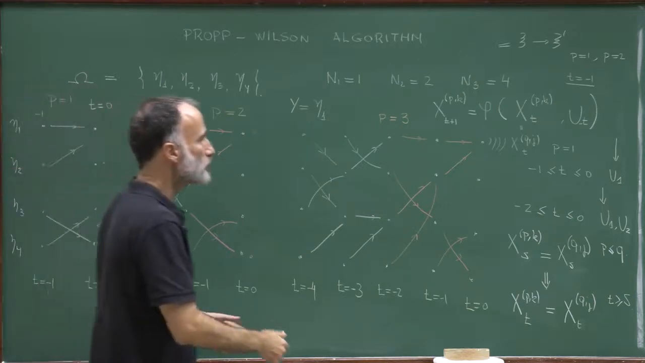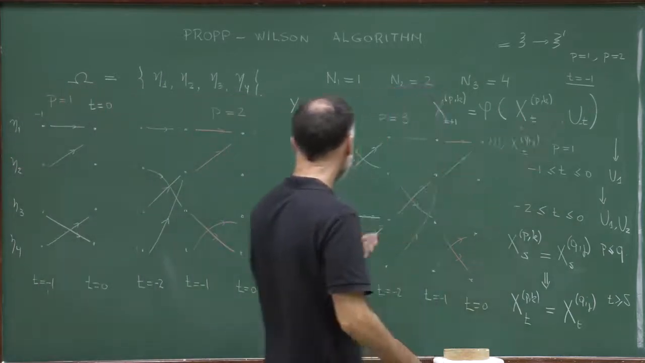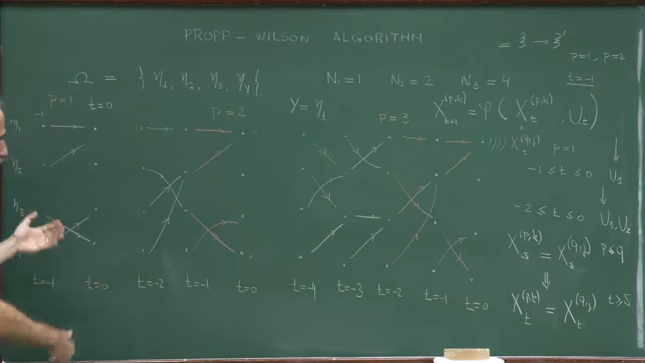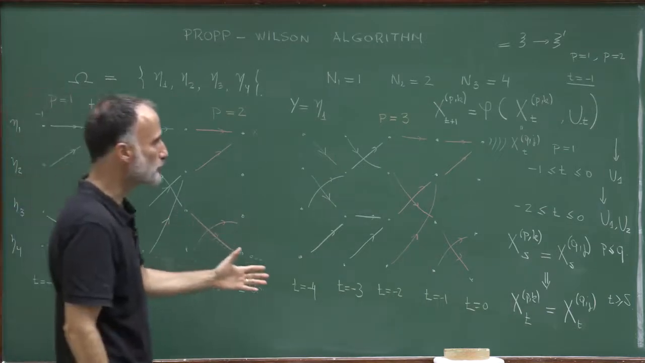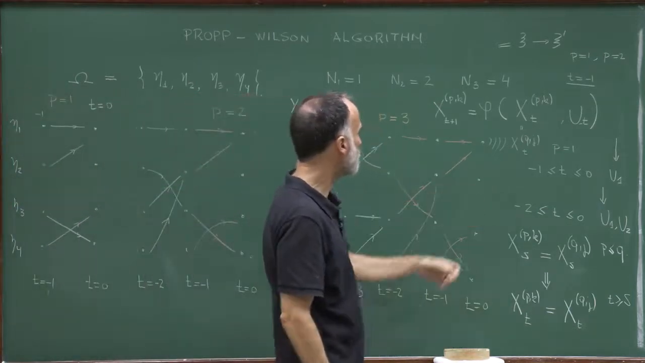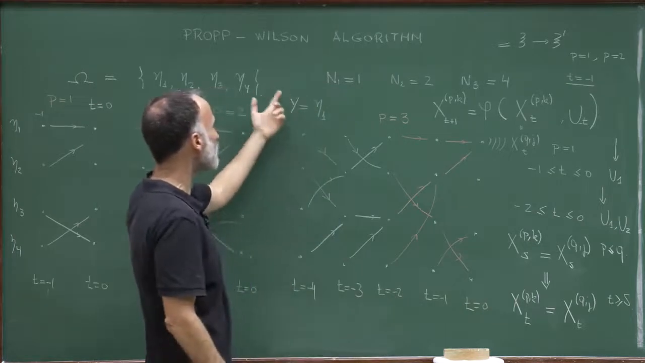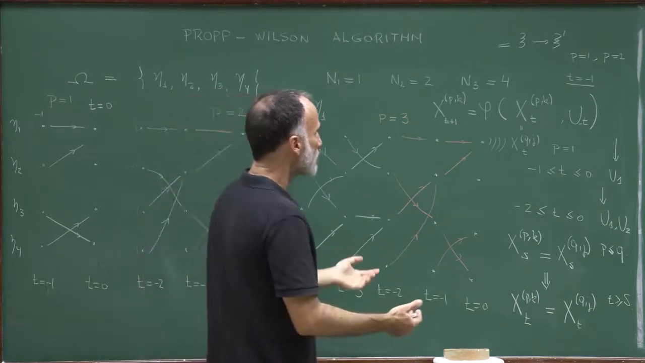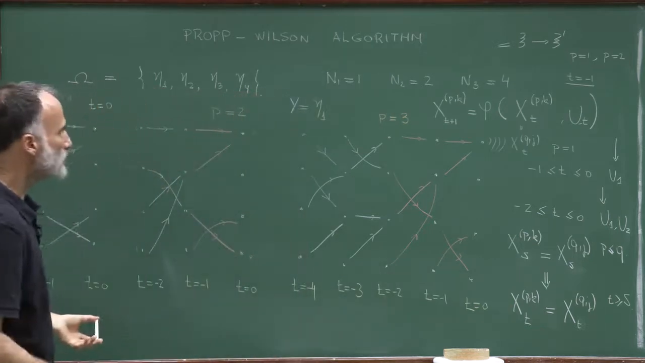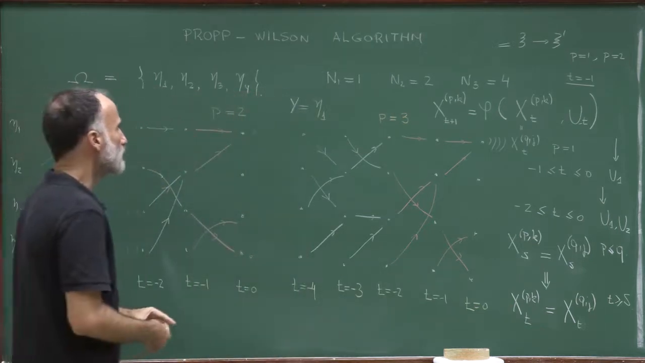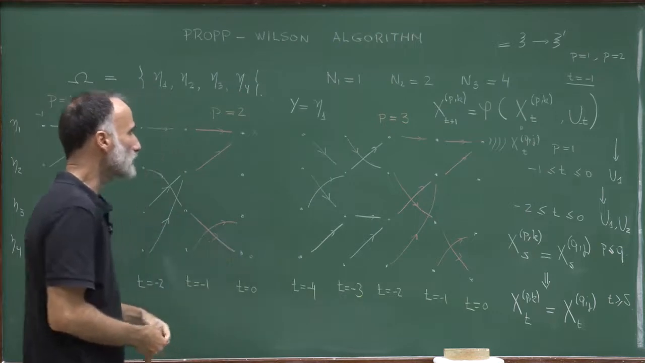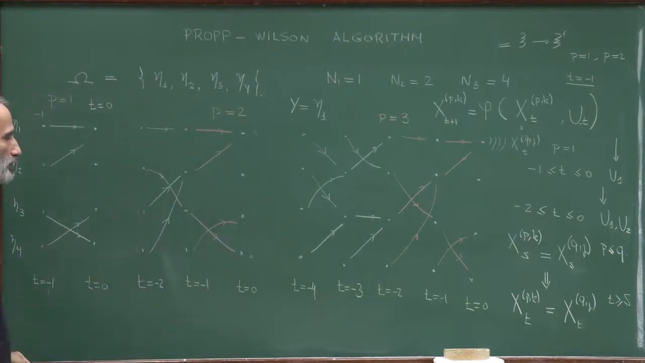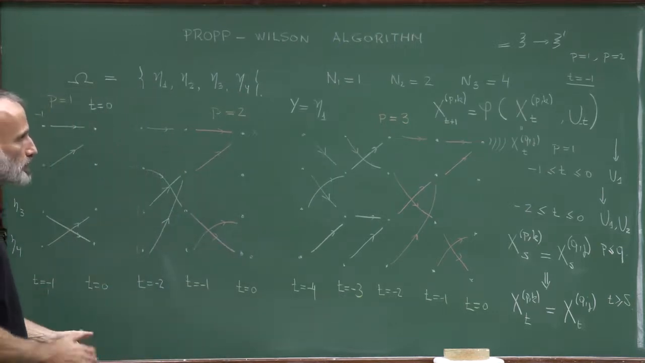And of course, if I change the values of u, I will get a new set of arrows which will produce a different outcome. So this is a random variable which takes values on omega, and this is the outcome of Propp-Wilson algorithm in this very simple case.